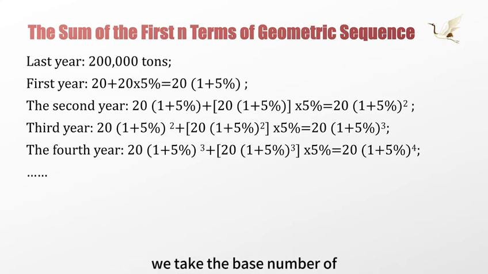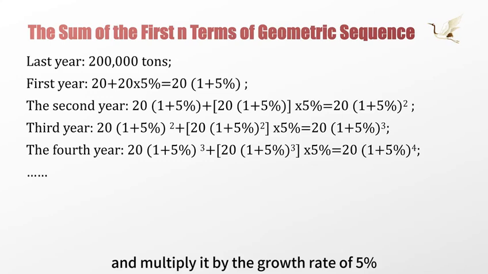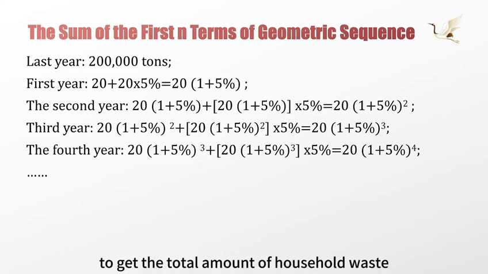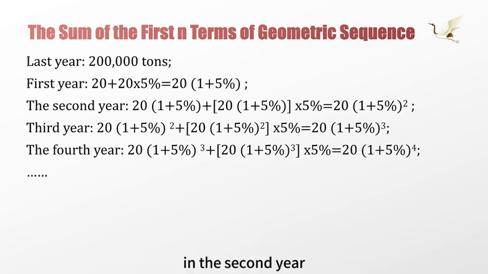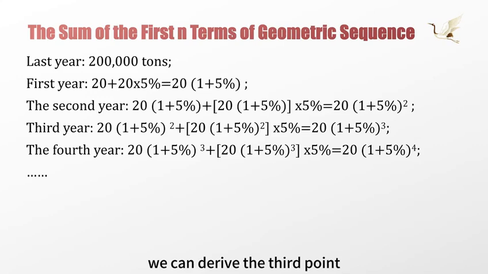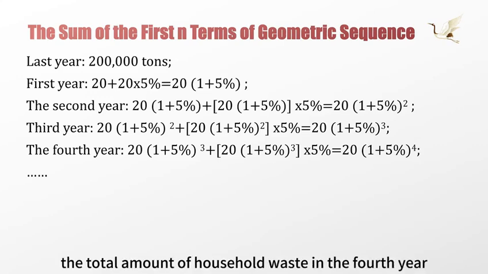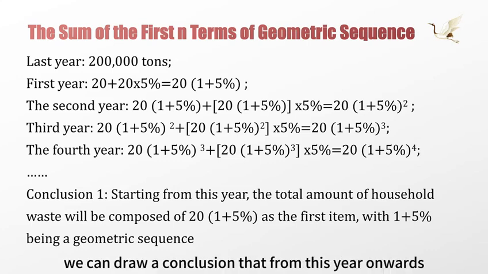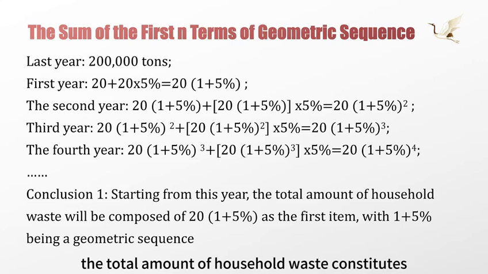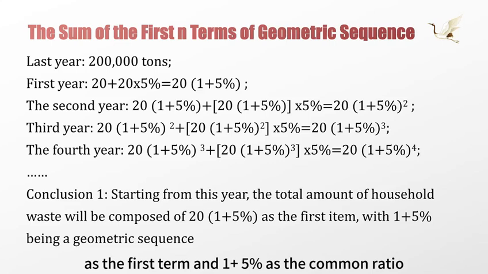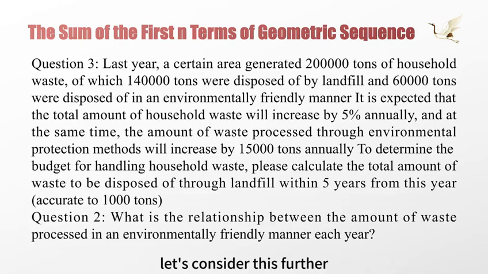In the second year, we take the base number of 20 multiplied by 1 plus 5% and multiply it by the growth rate of 5% to get the growth amount. Then, we add the base number of 20 multiplied by 1 plus 5% to get the total amount of household waste in the second year, which is 20 multiplied by 1 plus 5% squared, in tons. By analogy, we can derive the total amount of household waste in the third and fourth years. Observing the formula, we can draw a conclusion that from this year onwards, the total amount of household waste constitutes a geometric sequence with 20 multiplied by 1 plus 5% as the first term and 1 plus 5% as the common ratio.